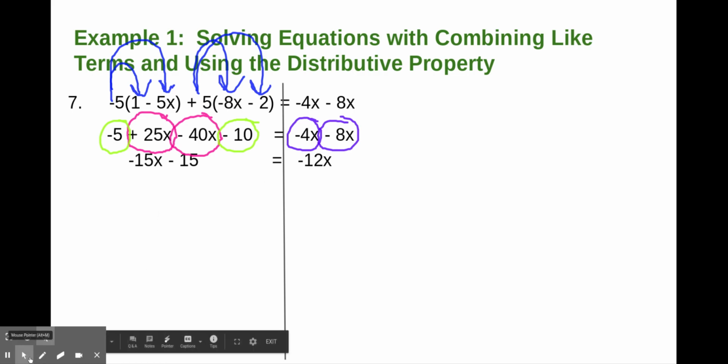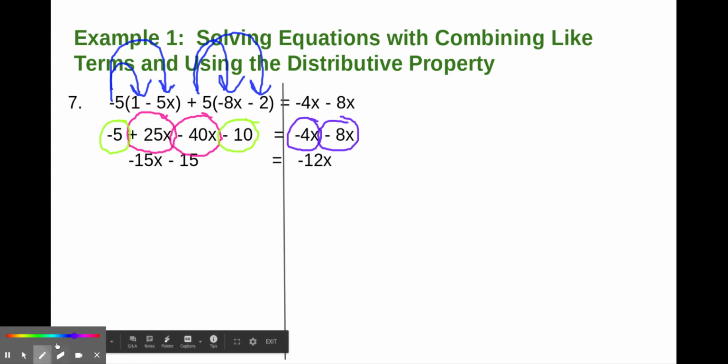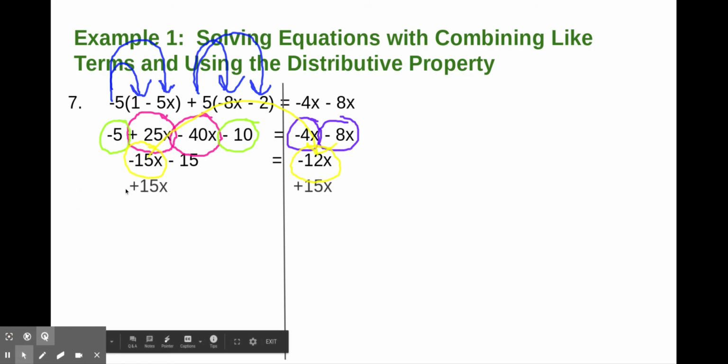So I distributed and then I combined on my left side and on my right side. Now what's my next step? My next step is the baby bear, mama bear. So if we take a look here, I have a negative 15x and I have a negative 12x. Well, negative 15 is smaller than negative 12, so I'm going to take this negative 15x over to the negative 12x. To do that, I'm going to add 15x to both sides.